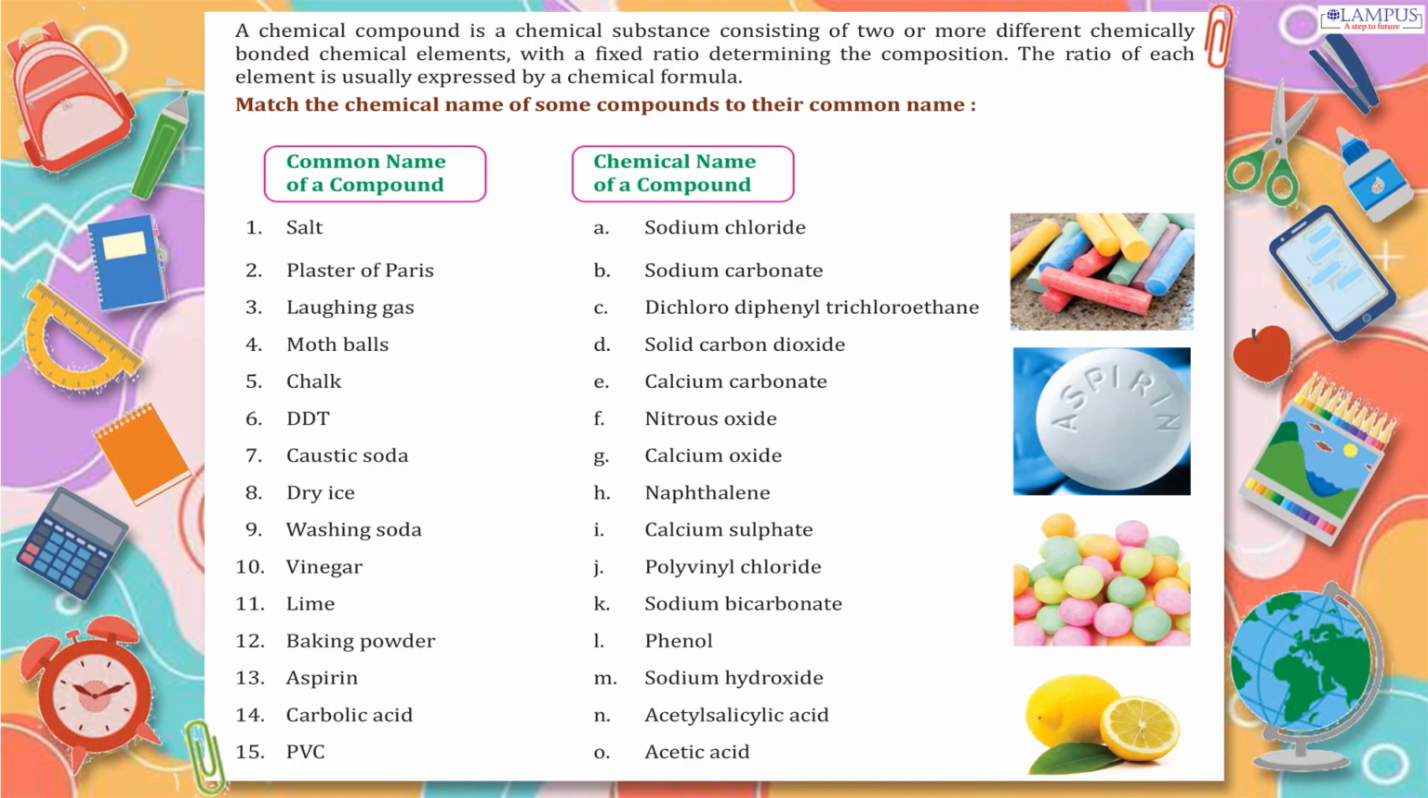Match the chemical name of some compounds to their common name. Common name of a compound. 1. Salt. 2. Plaster of Paris. 3. Laughing gas. 4. Mothballs. 5. Chalk. 6. DDT. 7.